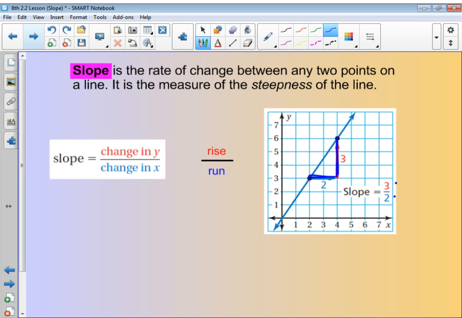Okay. Another thing that we'll use later in this lesson on day 2 is we'll work with changing when they just give us 2 sets of points and then finding the slope of a line based off of 2 points without a picture.